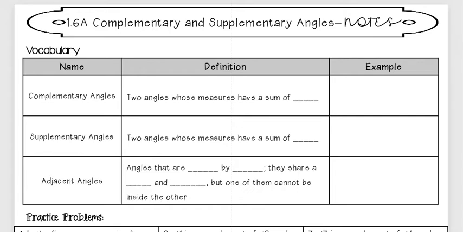Hello everyone, so today we are going to be talking about complementary and supplementary angles, and in this first video we're just going to go over some of this vocabulary.